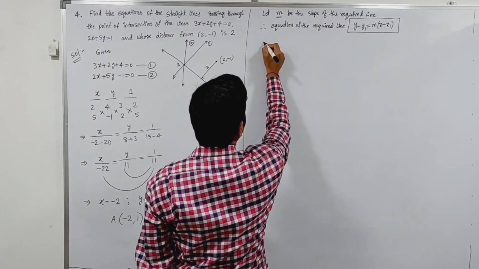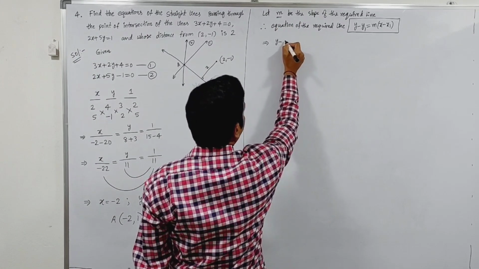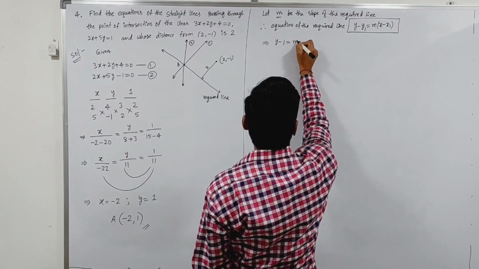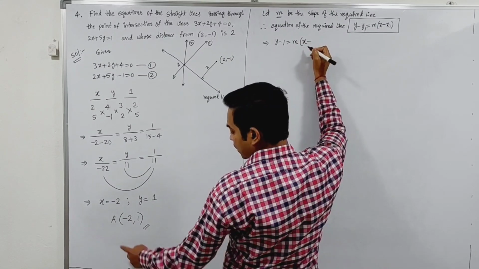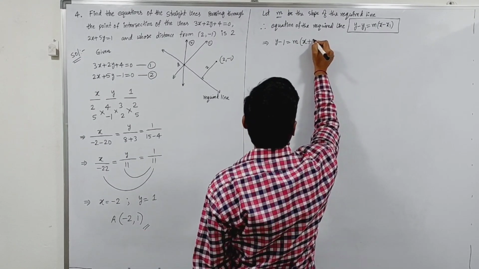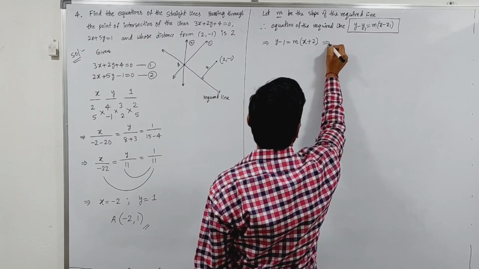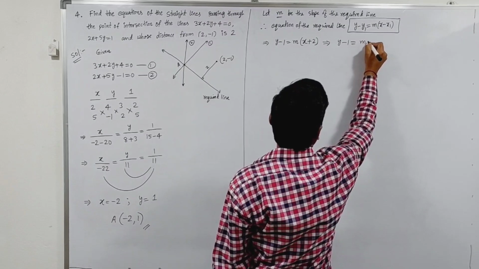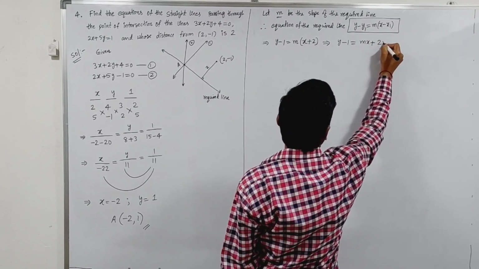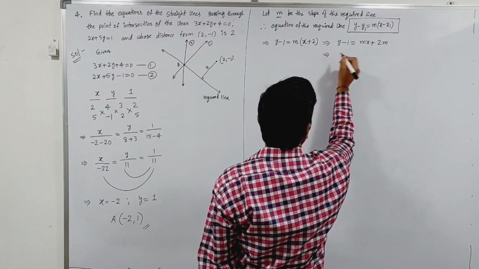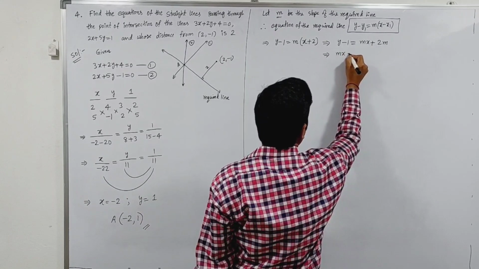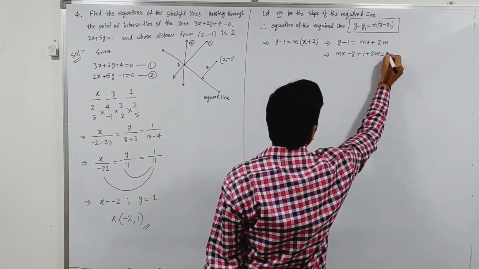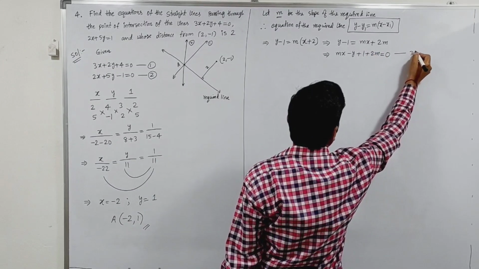Now apply the formula. Y minus y1. What is y1 here? 1, equal to slope, m only, times x minus x1, minus 2. Minus of minus 2 means plus 2. So from this equation, y minus 1 equal to mx plus 2 into m, that is 2m. So from this equation, mx minus y plus 1 plus 2m equal to 0. This is the required equation of the required line.